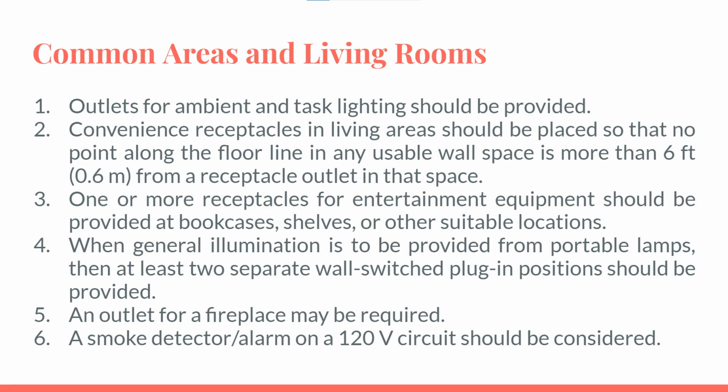Common areas in living rooms. First, outlets for ambient and task lighting should be provided. General illumination outlets should be wall switch controlled. Second, convenience receptacles in living areas should be placed so that no point along the floor line in any usable wall space is more than 6 feet or 0.6 meter from a receptacle outlet in that space. Third, one or more receptacles for entertainment equipment should be provided at bookcases, shelves, or other suitable locations.